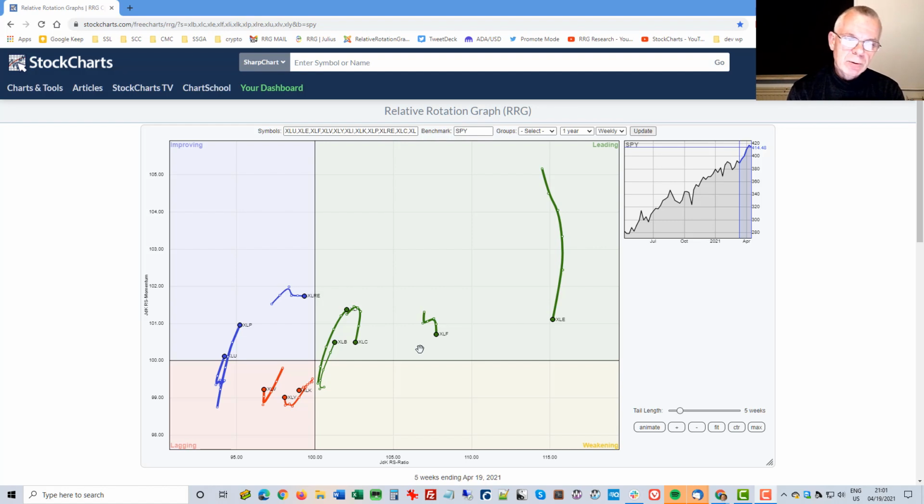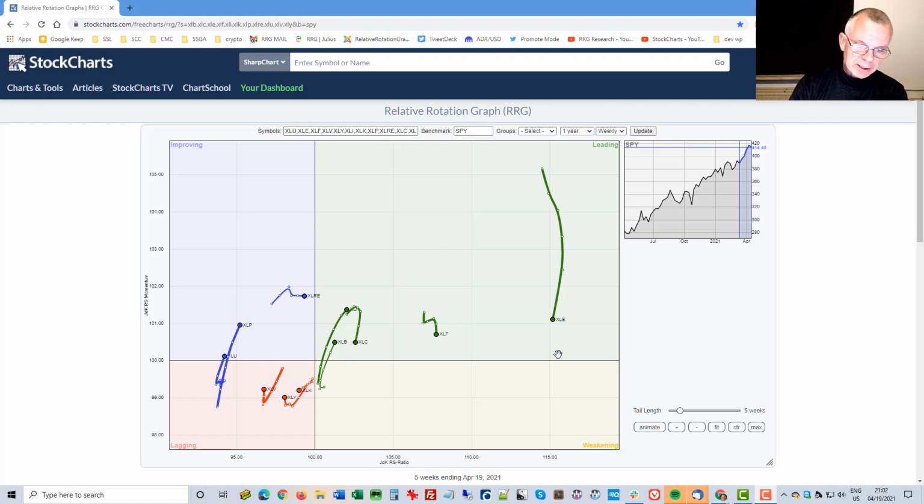So the basic takeaway for the tail length and what you should keep in the back of your mind is that long tails signal power and short tails signal stability. So a short tail on the right hand side signals a stable relative uptrend. On the left hand side signals a stable relative downtrend. If there is a long tail like energy here in the leading quadrant that's rolling over, you've got to pay attention because it's losing relative momentum quite rapidly.